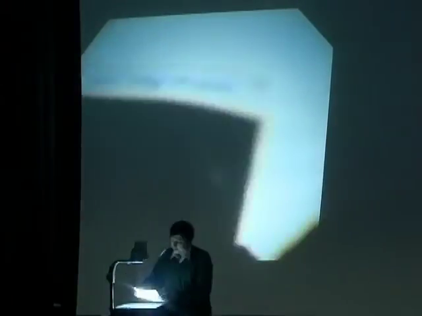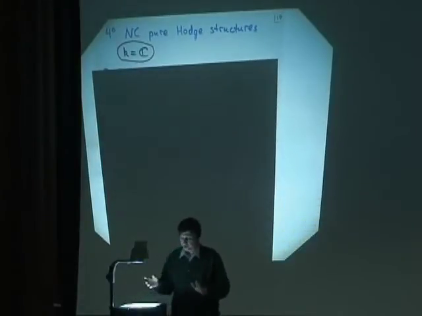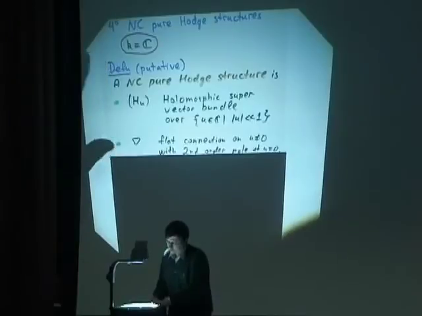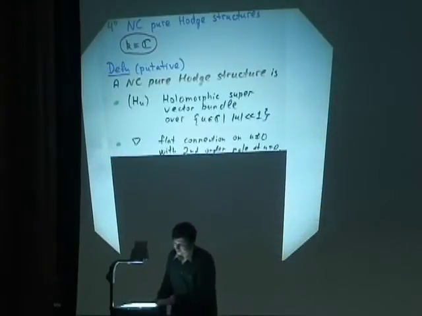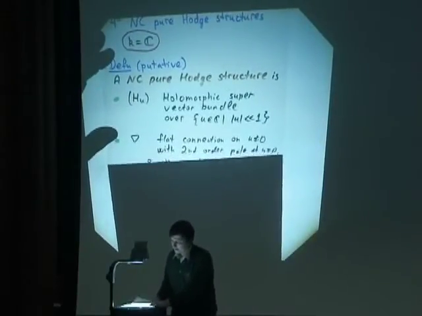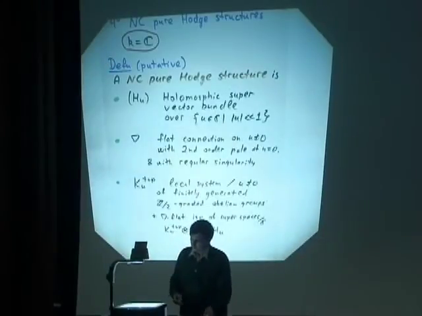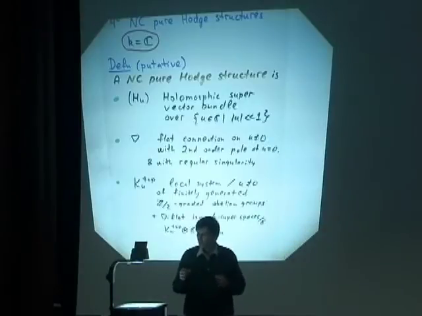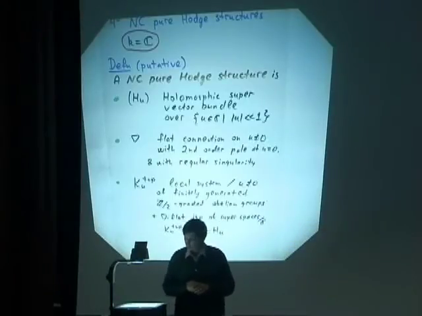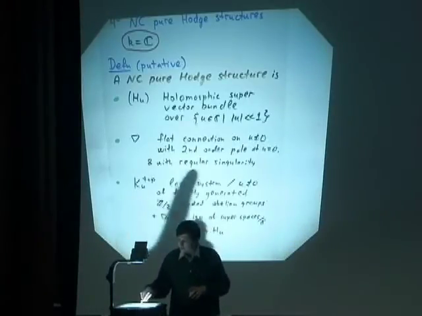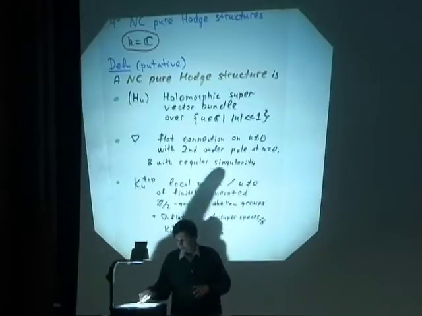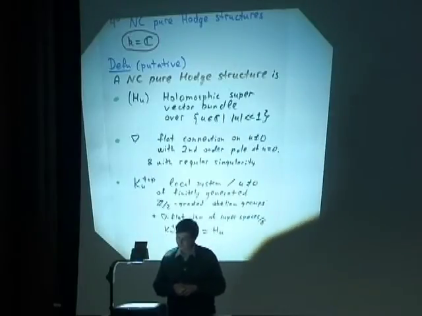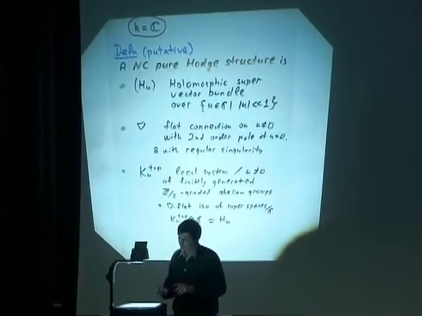Now I'll go to the definition. What is a non-commutative pure Hodge structure over complex numbers? The definition, as it looks at the moment, is the following. It's a holomorphic supervector bundle, so it has an even and an odd part, over, let's say, a neighborhood of 0 in the complex numbers, with a flat connection with a second order pole. If you like, it can have regular singularity, but in fact it's not obligatory to have regular singularity.